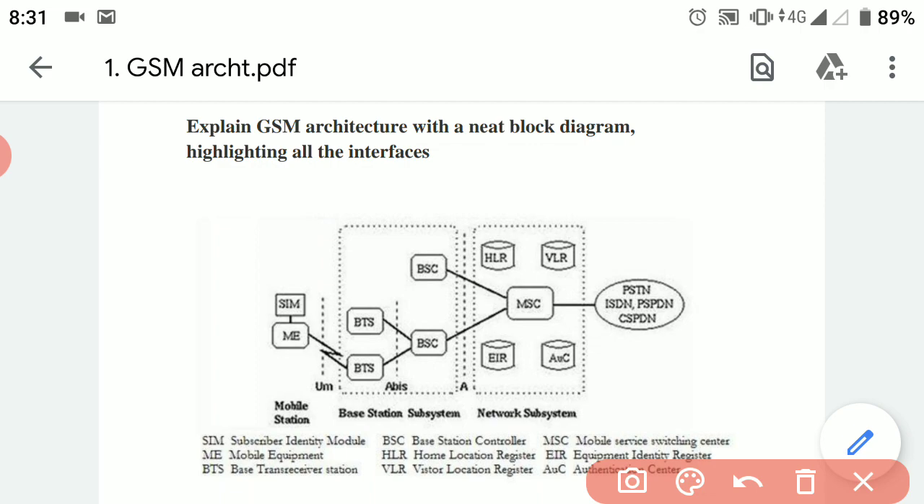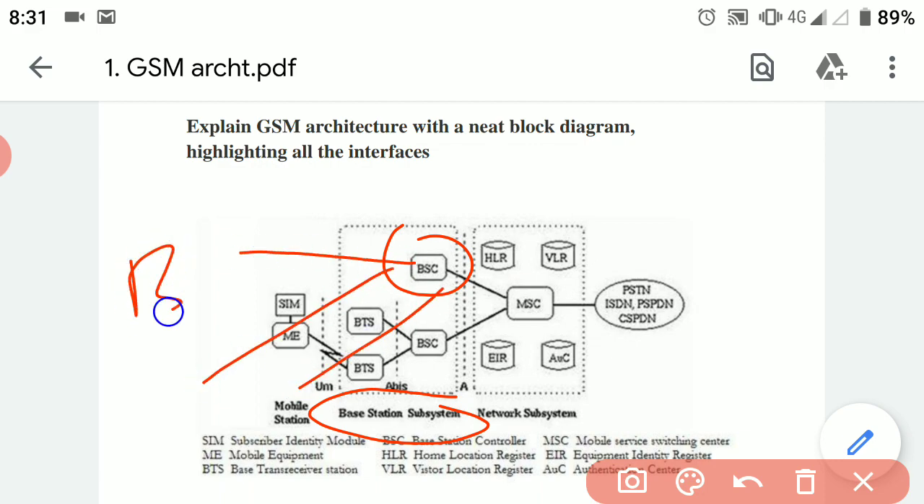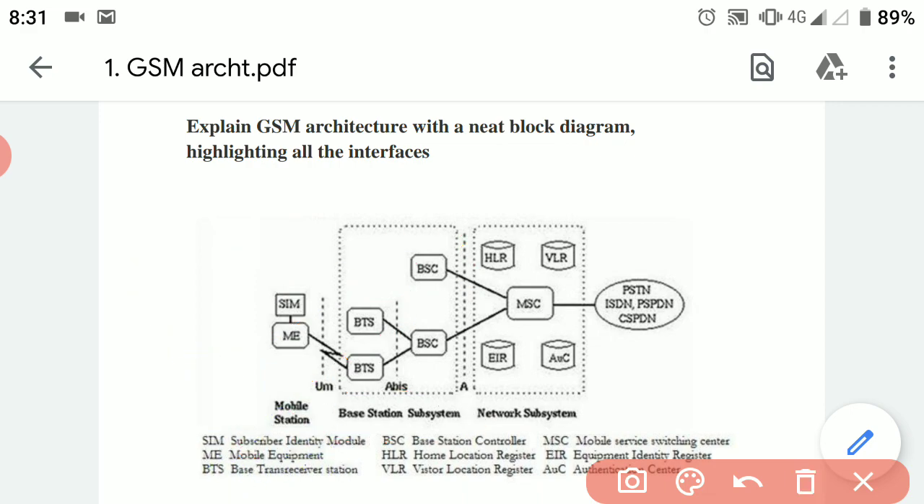The next we have the base station controller. This base station controller controls one or different BTS. It controls the different BTS. These are the BTS that are going to be controlled by a BSC, that is base station controller.